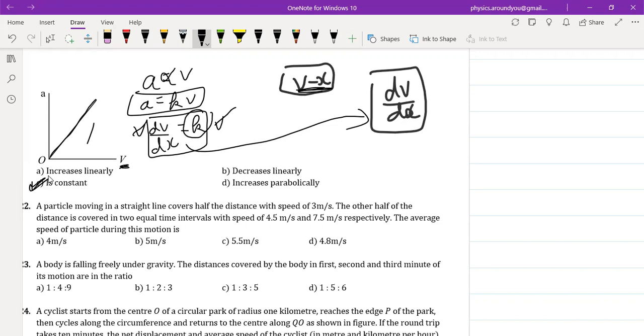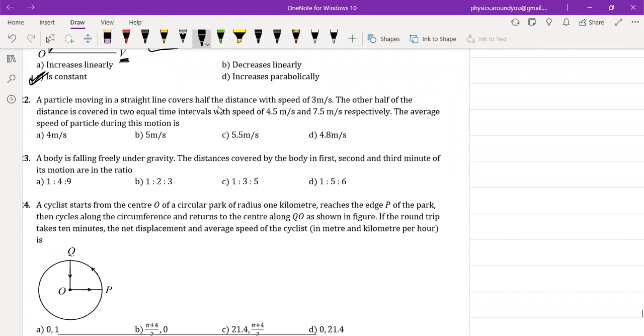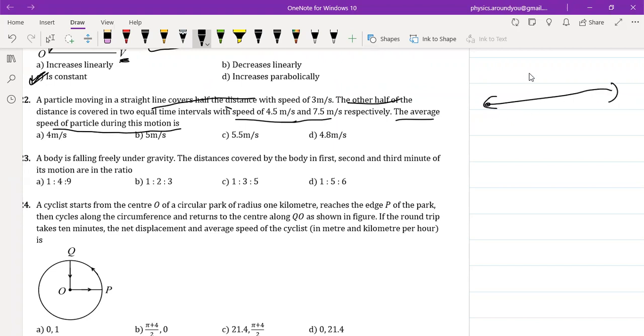Now let's go to question number 22. A particle moving in a straight line covers half the distance with 3 meter per second. The other half of the distance is covered in equal time intervals with speeds 4.5 and 7.5. What is the average speed of the particle during this motion? Wherever there is half the distance involved, I will take simply 2 meters. The distance would be considered as 2 meters.